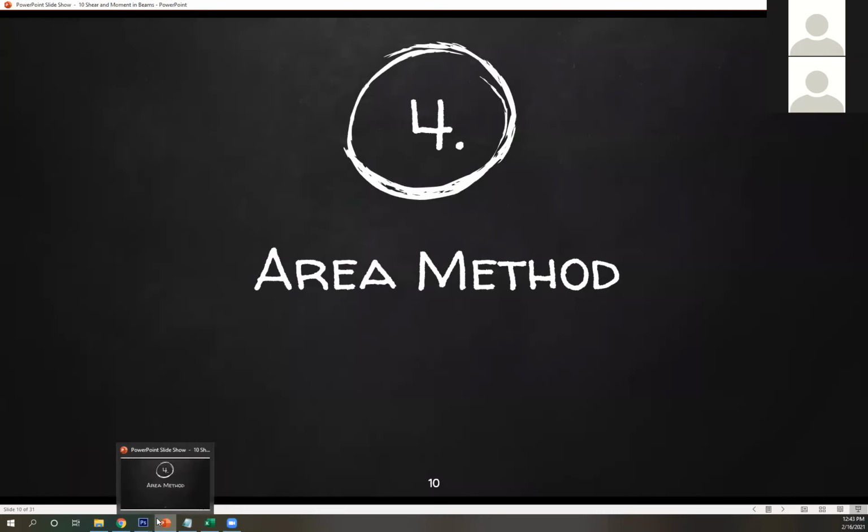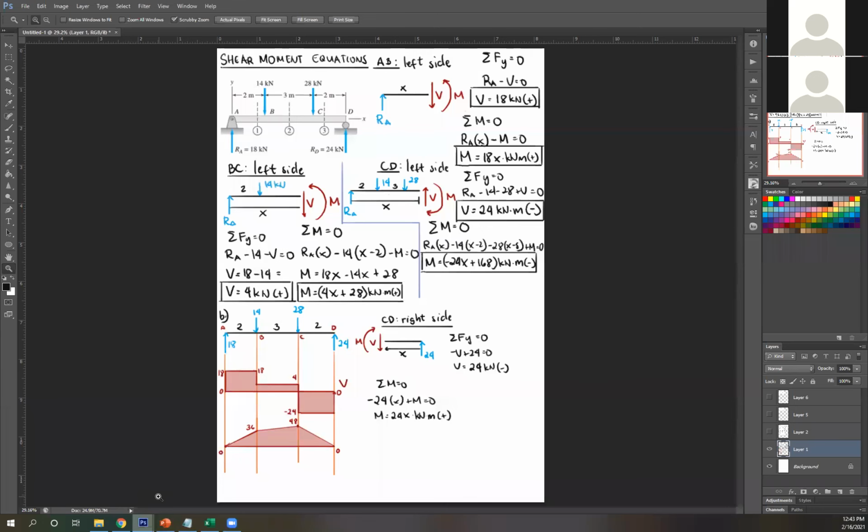So what I described earlier is called your area method. You have two ways to get your shear moment diagram. One is by equation. The other, what I've been doing first, is your area method. So let's talk more about your area method.